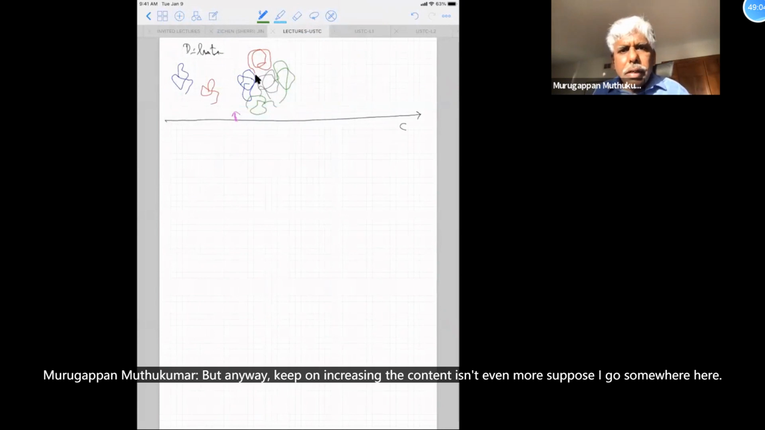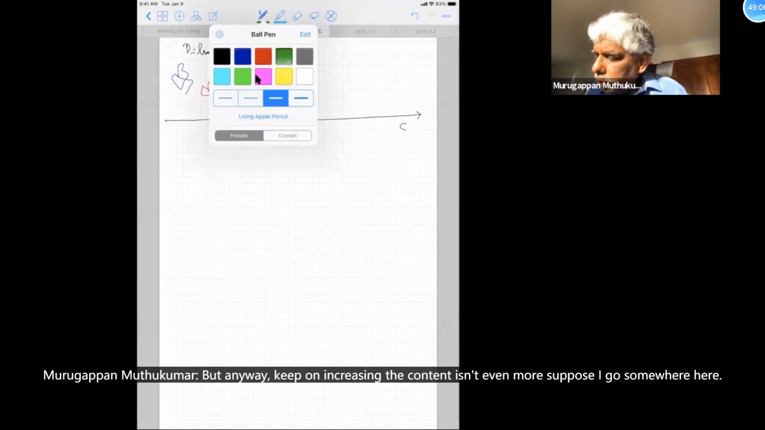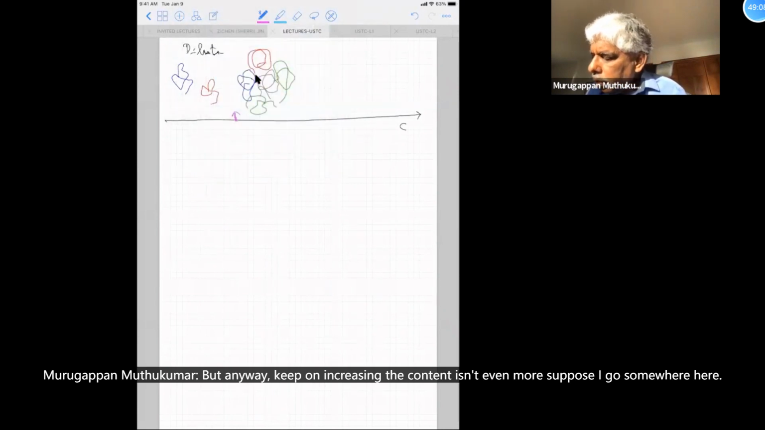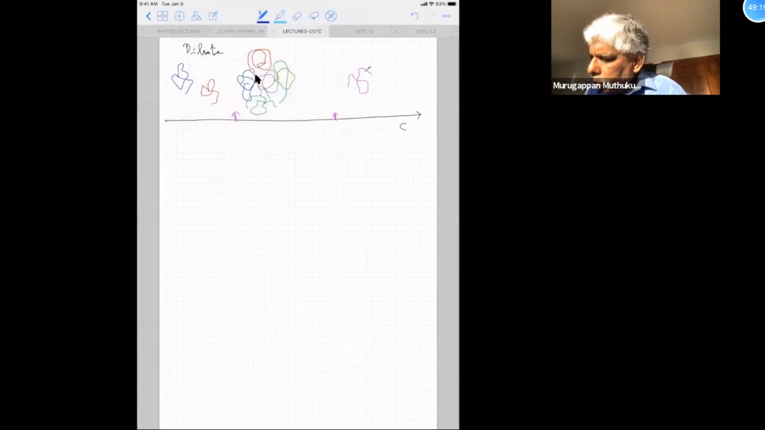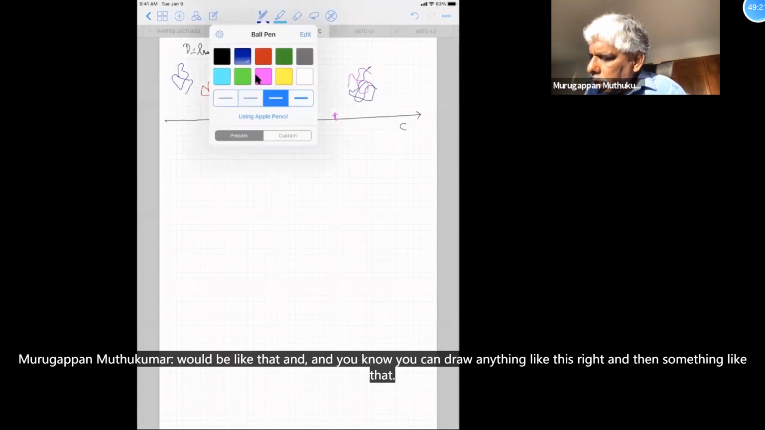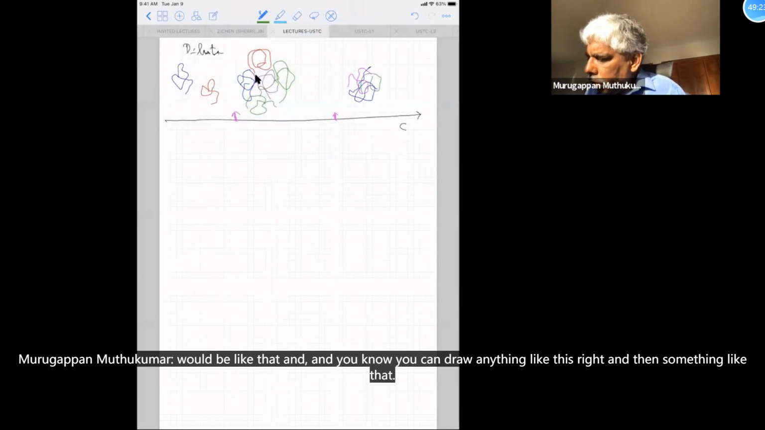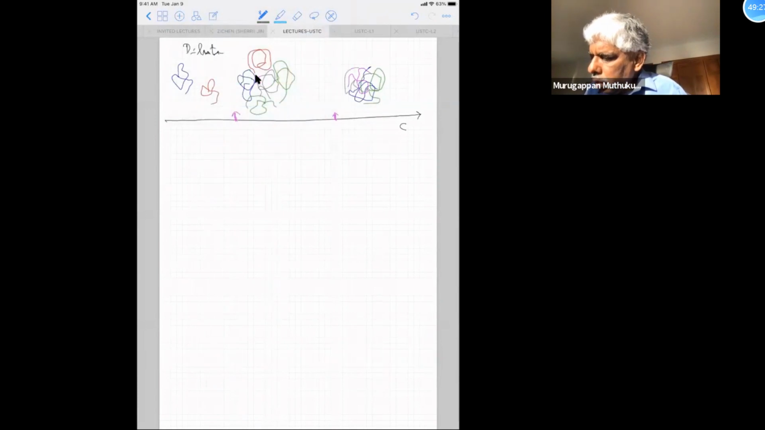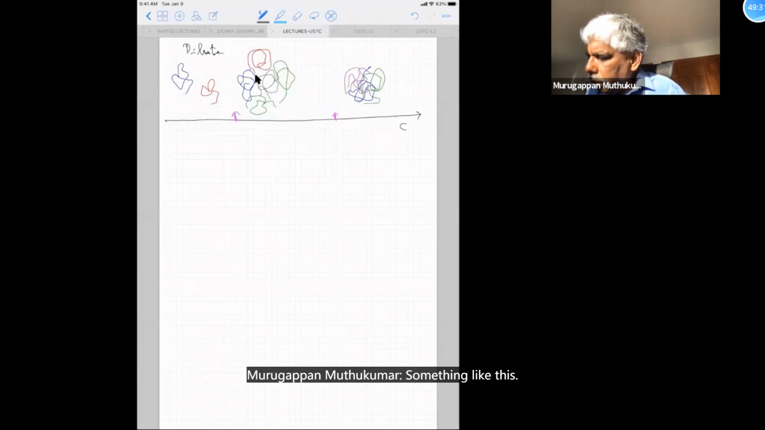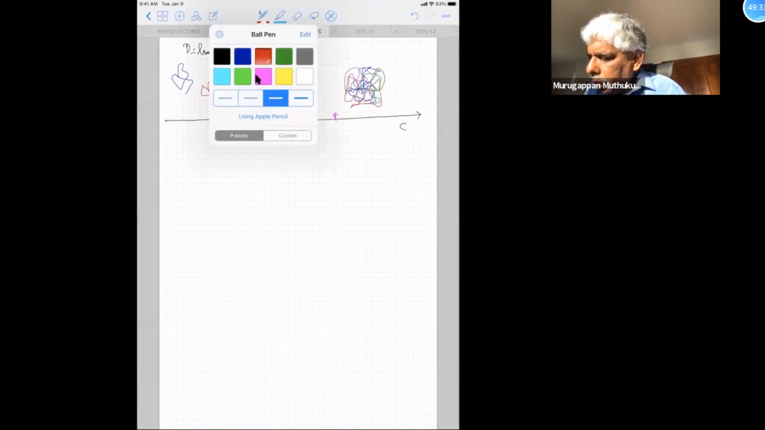And then we keep on increasing the concentration even more. Suppose I go somewhere here, and they will be completely intermingled. So your one chain may be looking like this, and another one would be like that. You can draw anything like this, and then something like this, something like that, on and on.